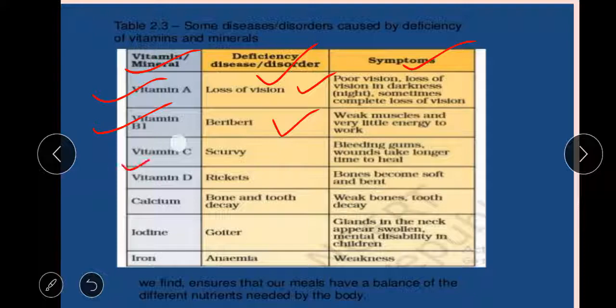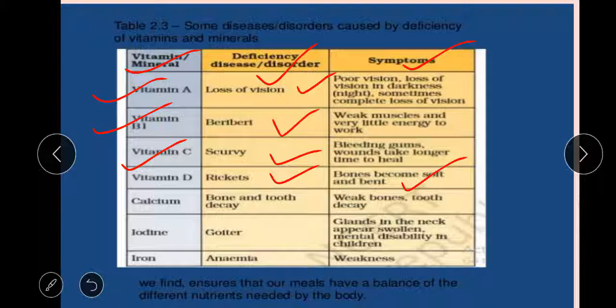Vitamin C. Vitamin C deficiency causes scurvy. In this, there are bleeding gums, and wounds take longer time to heal. Vitamin D. Rickets. The body suffers with rickets in the deficiency of vitamin D. In this condition, bones become soft and bent.